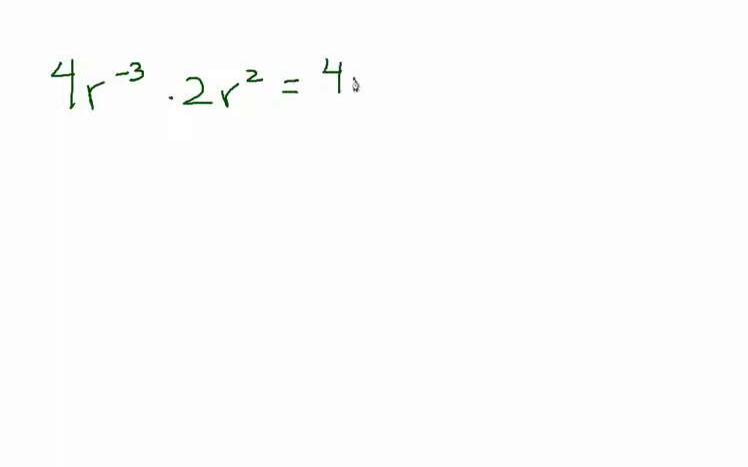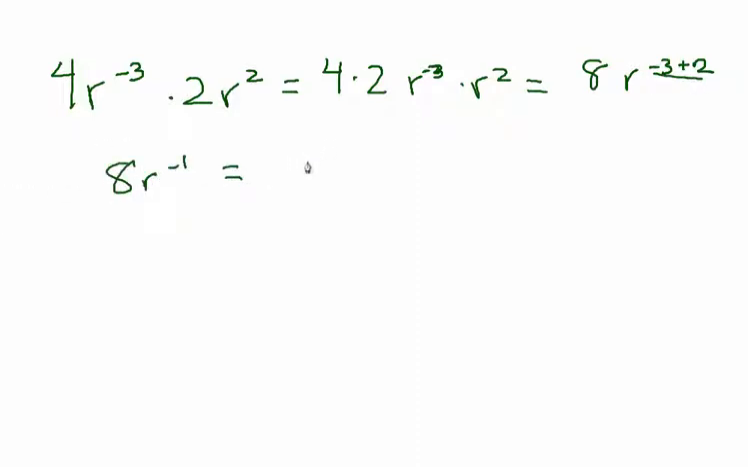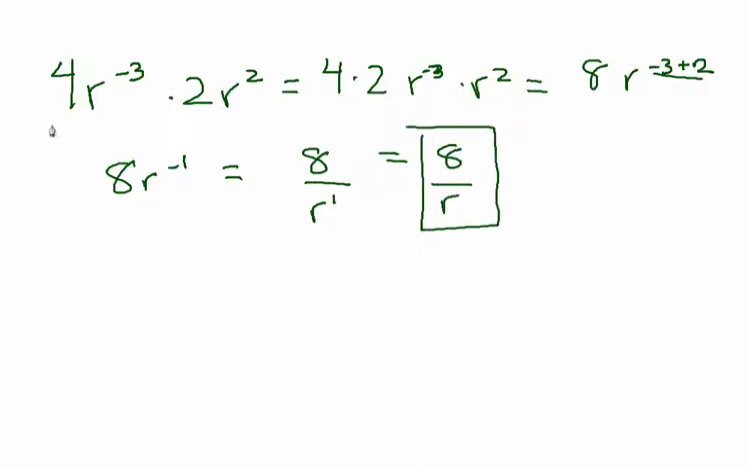Well, we can rearrange this. 4 times 2 times r to the negative 3 times r squared. 4 times 2 is 8, and then r to the negative 3 plus 2, remember we add those exponents, is r to the negative 1. R to the negative 1 can be written as something over r to the 1, right? We've got this 8 hanging out here, so 8 over r to the 1 is just 8 over r. A simple answer for a somewhat complicated looking problem.